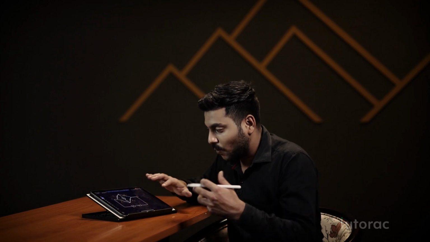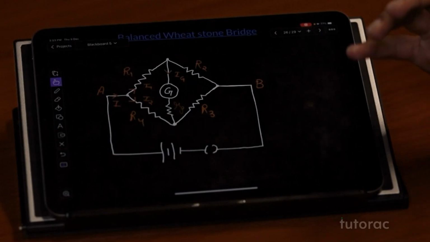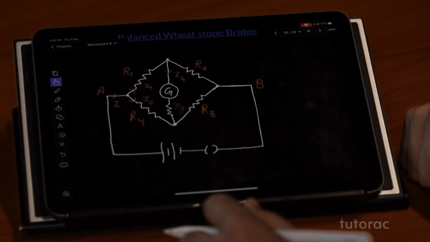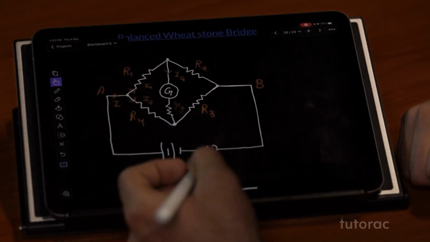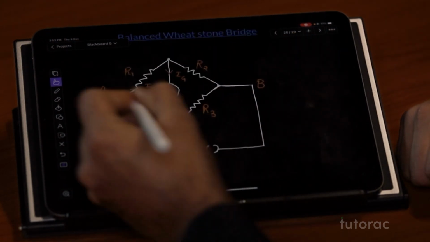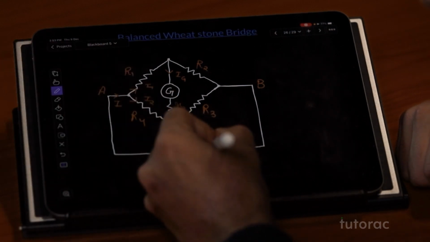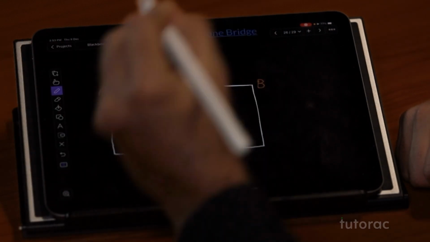For that, I want you all to concentrate on my screen. I have some complicated circuit here. Let's say what will happen in this circuit if I close the key. We have a key here. Let me close this key. Now I have closed the key.